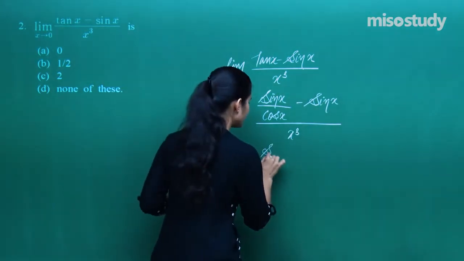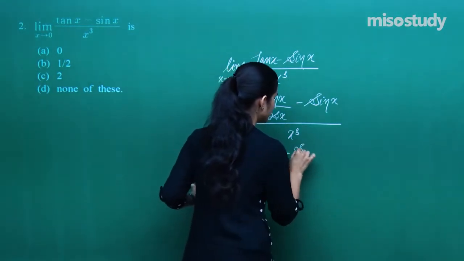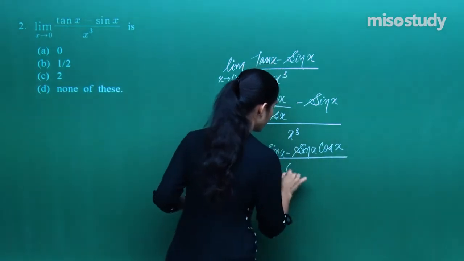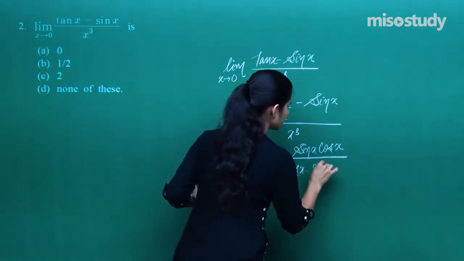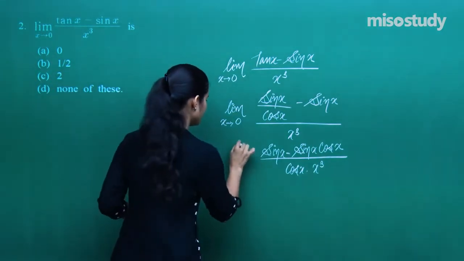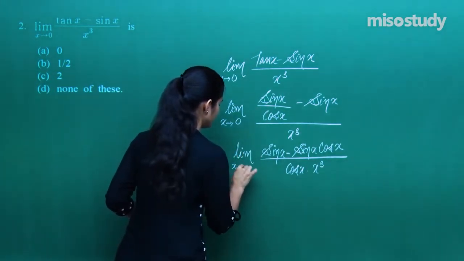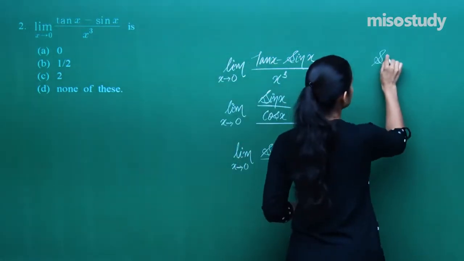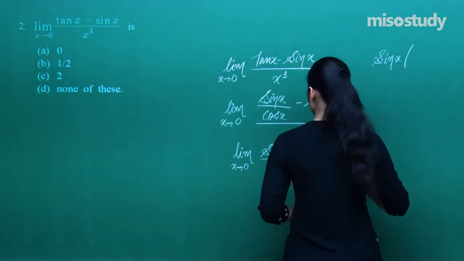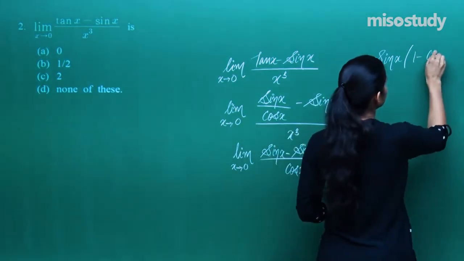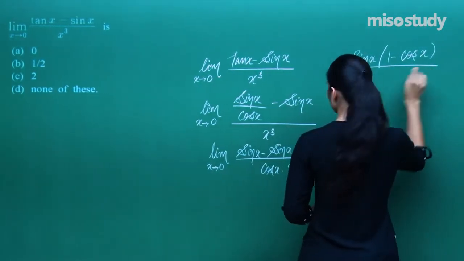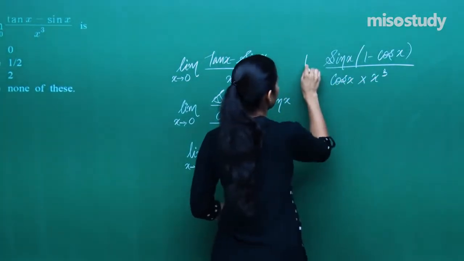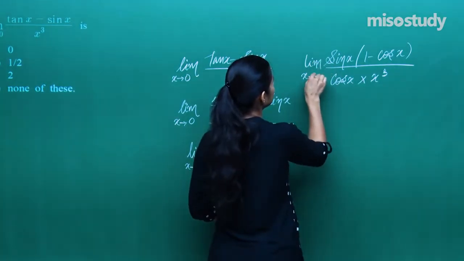So this lands you to the step sin x minus sin x cos x whole upon cos x into x cube. Fine. Next step, you can see from the numerator I can extract out sine common, so I get sin x common and inside I have 1 minus cos x and in the denominator I have cos x into x cube. And clearly this is limit x tends to 0.